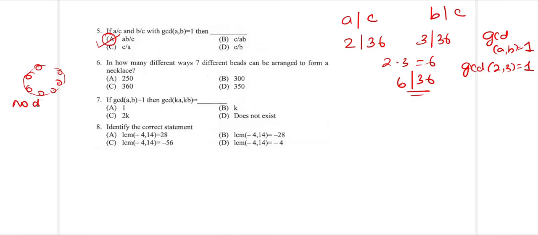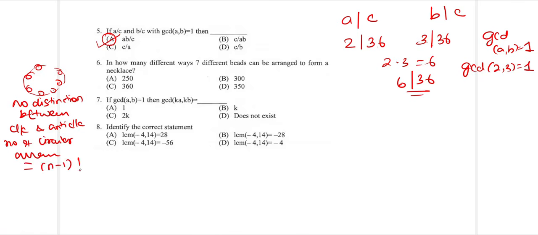So there is no distinction between clockwise and anti-clockwise, which means the number of circular arrangements is given by (n minus 1) factorial divided by 2. If there is a distinction between clockwise and anti-clockwise direction, then the number of circular arrangements will be (n minus 1) factorial. So if no distinction is made, it becomes (n minus 1) factorial divided by 2.